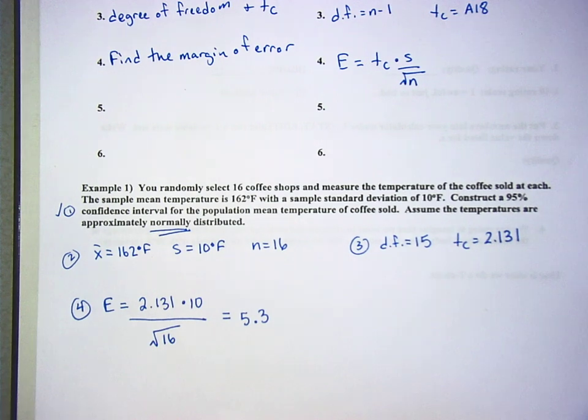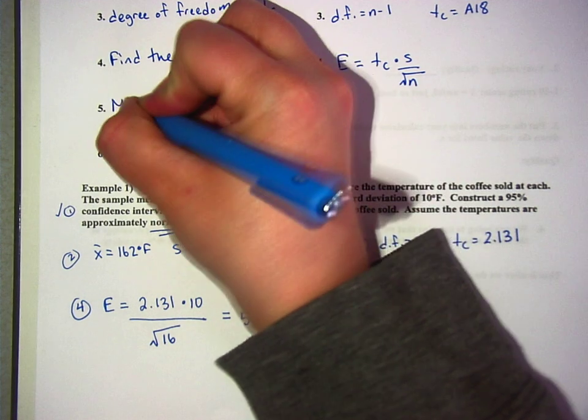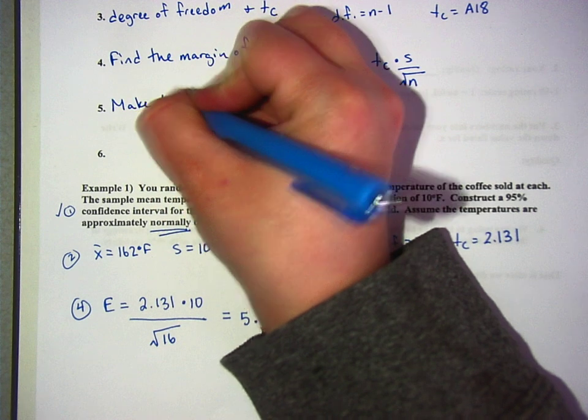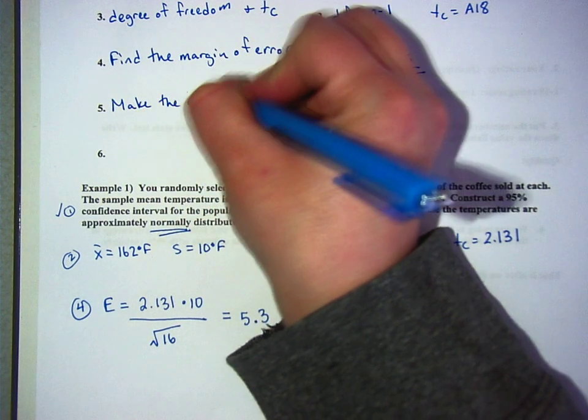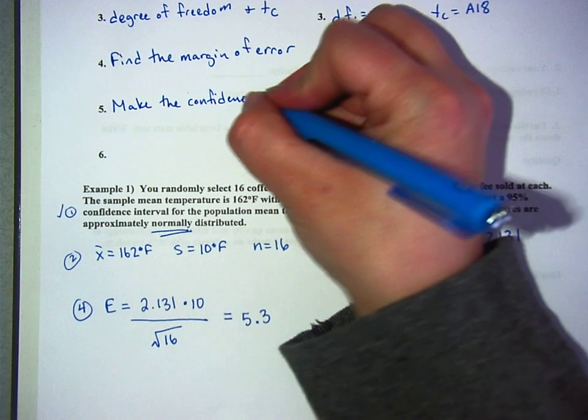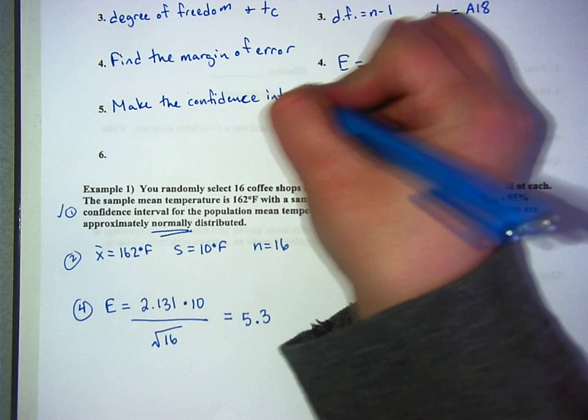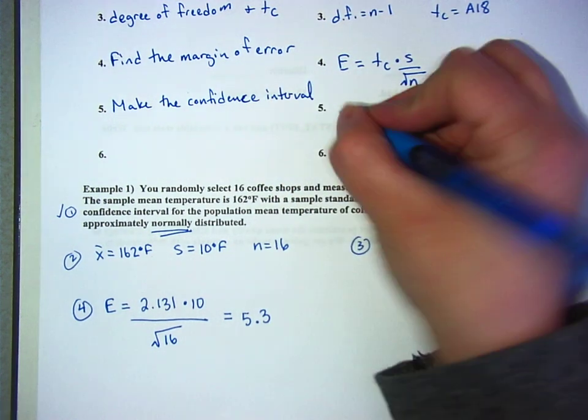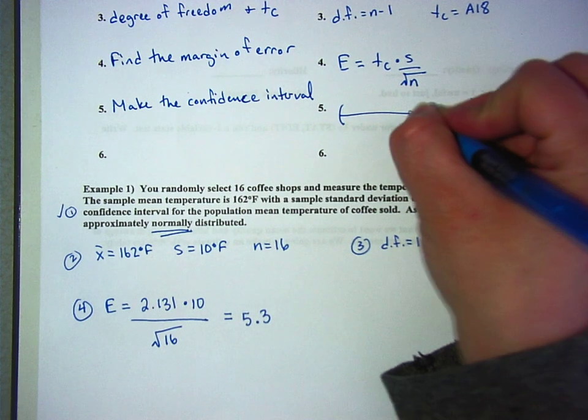What do you think step 5 is? Make the confidence interval. Looks like a TIE fighter.